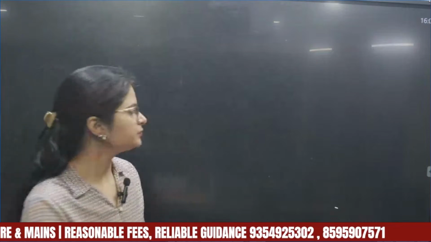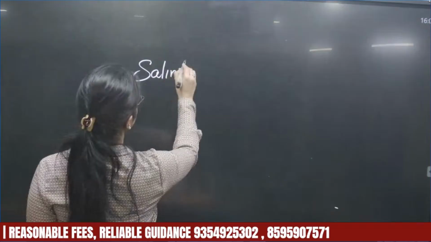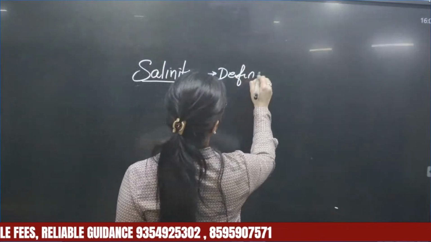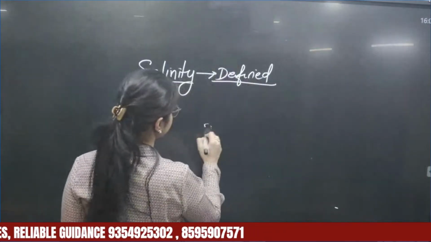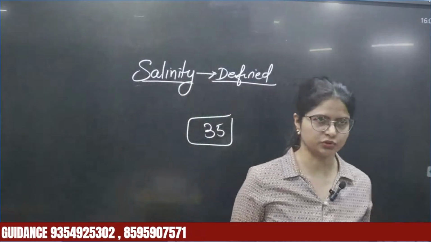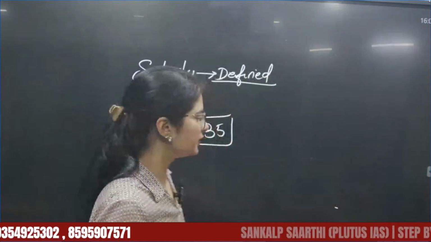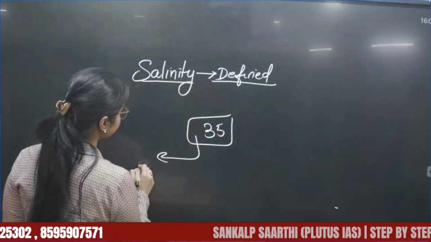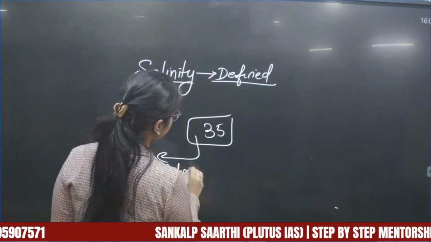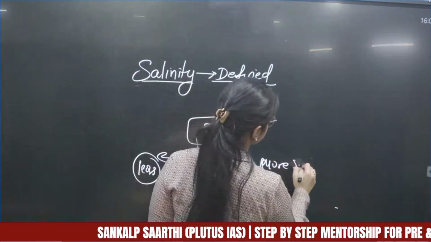For example, if I describe salinity, it should be defined in a way that sets a benchmark, like 35 is the salinity of the oceans. That is an average salinity that I can take for now. If the salinity is less than 35, then I can say the water is less saline, and if it is more, I can say the water is more saline. Right?